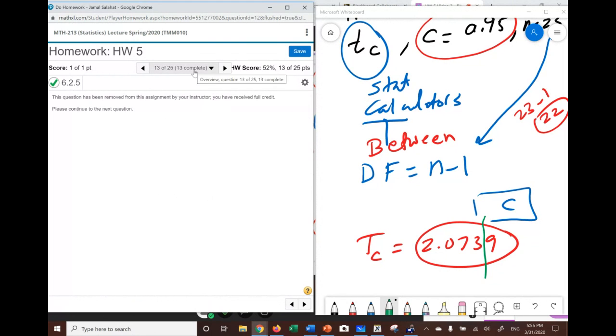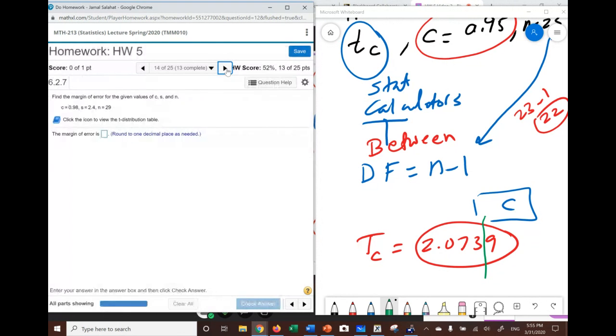Now, if you look at number 13, it says the question has been removed from this assignment. I removed the question because it's identical to the one after. So I don't want to give you 2 problems the same. So you're not going to lose any points. You'll get full credit for this. So don't worry about it. So let's move to number 14.